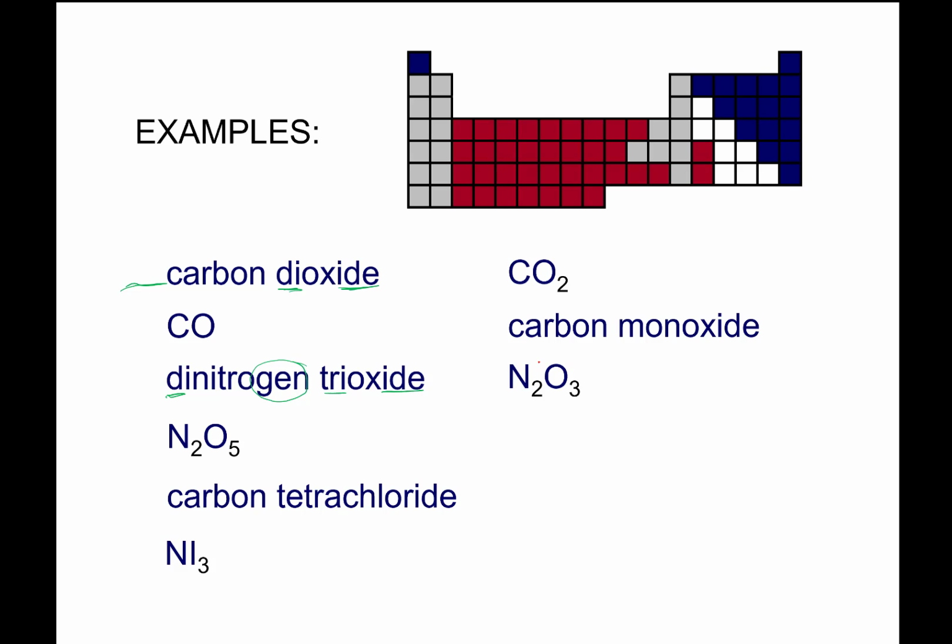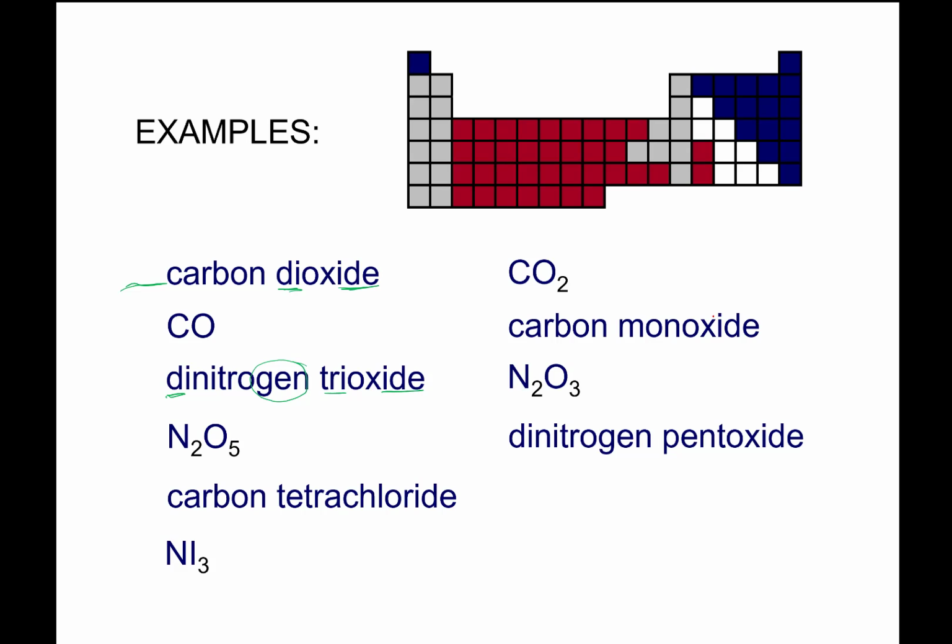N2O5. So there's 2 nitrogens, so we're going to use a prefix. It's dinitrogen, and then pentoxide. So just like the second example where we had monoxide, we don't put 2 O's next to each other. We also don't say pentaoxide, AO. Get rid of the A and just call it pentoxide.